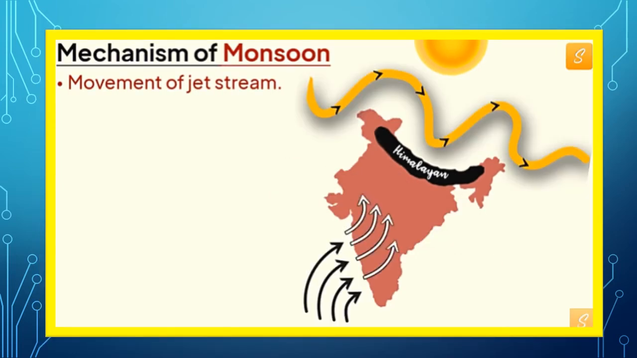So you see, children, this jet stream which was towards the south of the Himalayas now shifts towards the north of the Himalayas during summers, and this also helps in attracting the rain bearing winds to India.